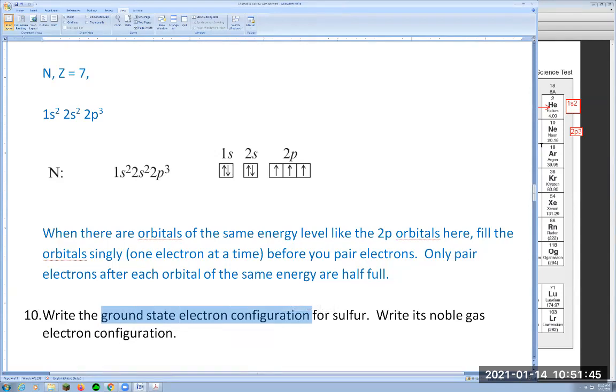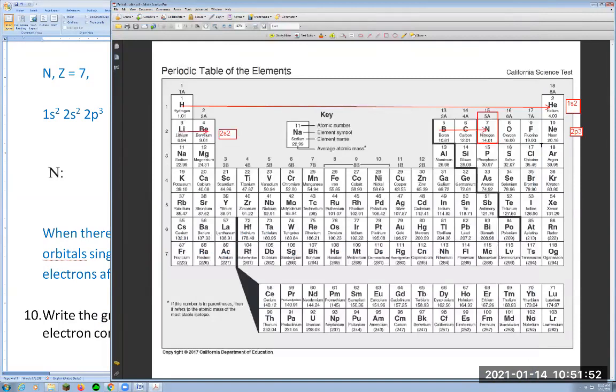So to do that, we need to look for how many electrons there are in sulfur. So we go to the periodic table and find sulfur. Sulfur is there, atomic number 16.